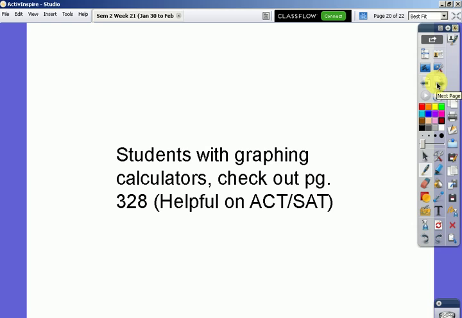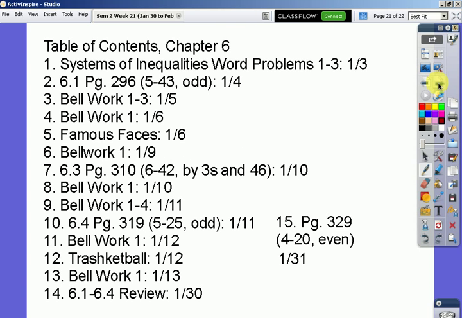Oh, if you have a graphing calculator and you want to work with some stuff on the graphing calculator to kind of help you, especially on the ACT and SAT, 328 has an example. We're not going to go over it. And here is your updated table of contents, number 15 being the new thing.